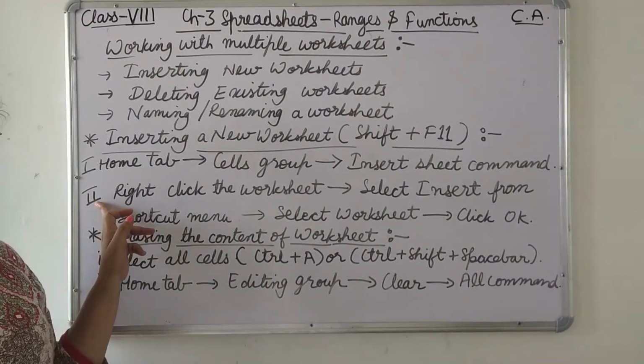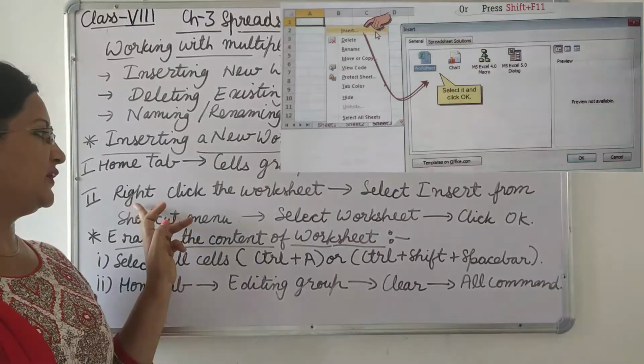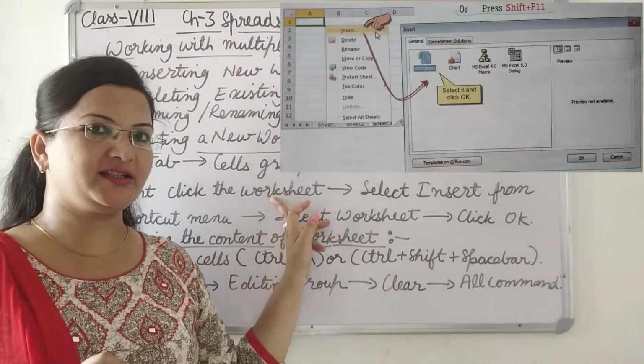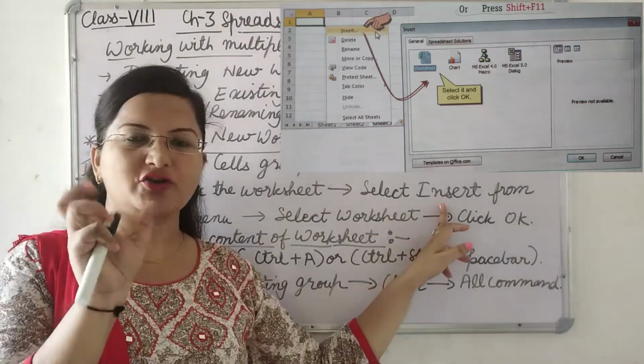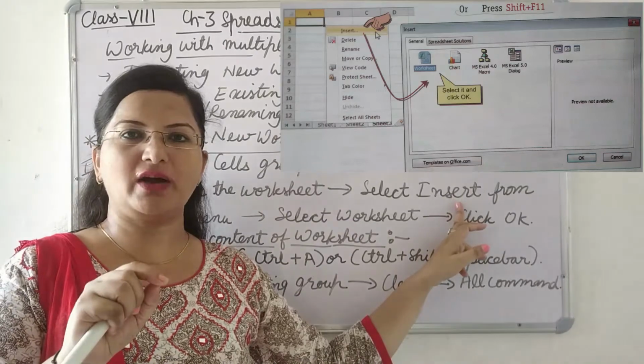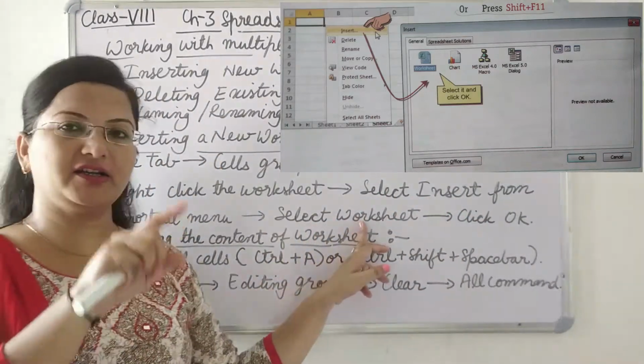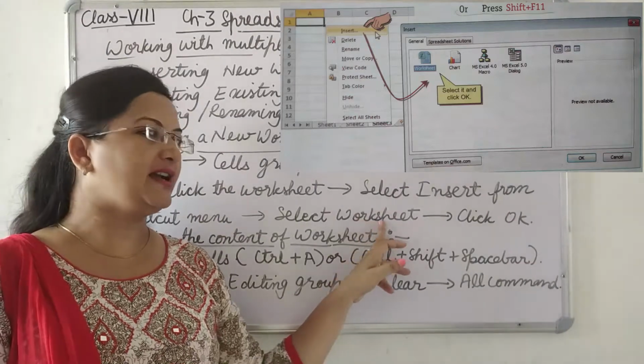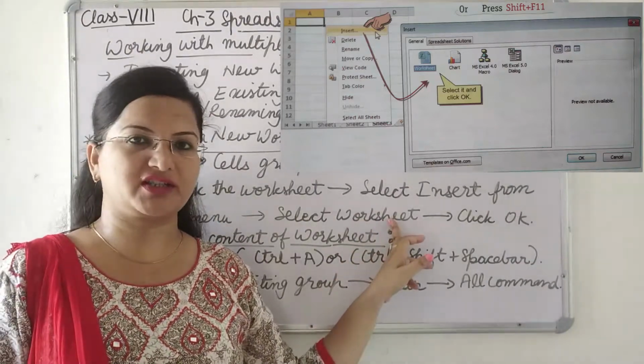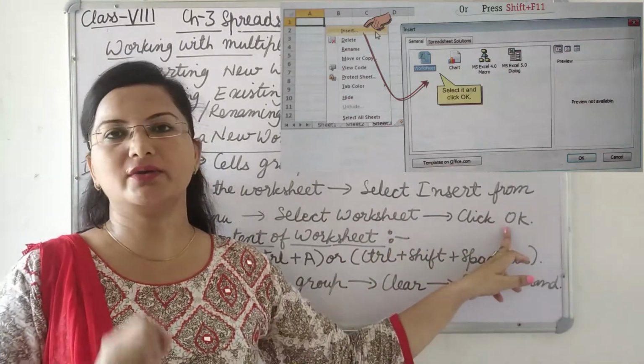Now, the second method to insert a new sheet. You have to right click the worksheet. Then a small shortcut menu will appear. In that you have to choose Insert. After that a dialog box will appear, and in that dialog box you have to select Worksheet. And then you have to click on the OK button.